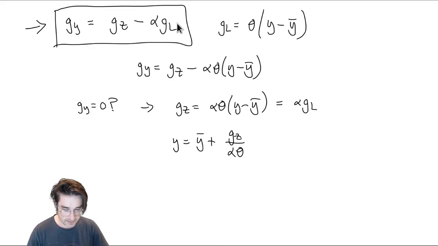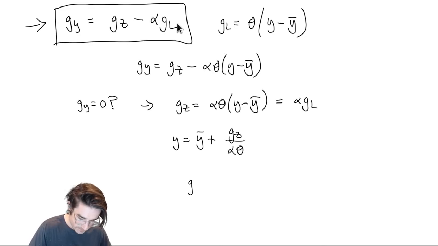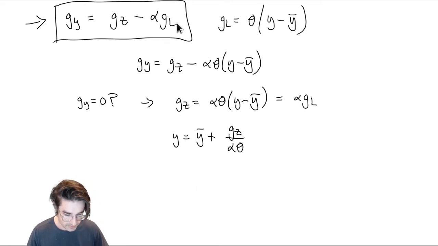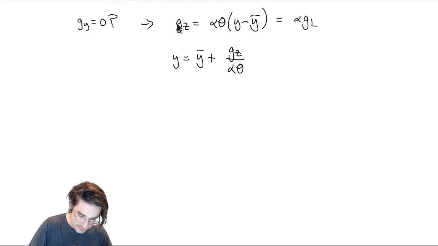And I guess the critical thing is that, basically, GY will be positive if GZ is big enough relative to GL. Okay, so basically, if GZ is greater than alpha GL, then GY is positive and vice versa. Okay, so it's relatively simple. But let me plot the stuff and we can go from there.